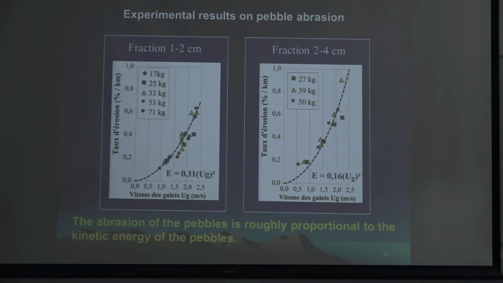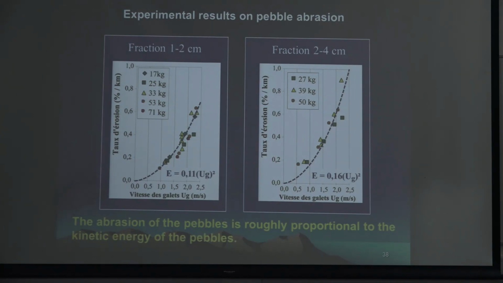So as I was mentioning, relative to the relation between abrasion rate and velocity, you see that here we have some kind of relation that says that the erosion or abrasion rate is scaling with a power. How do we say in English? Yeah, square. With the square of the pebble velocity. So the higher the pebble velocity, the more energetic are the impacts, the collisions, and the higher is the abrasion.